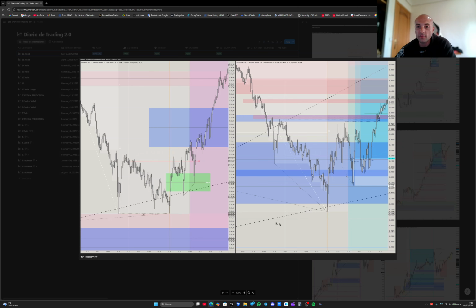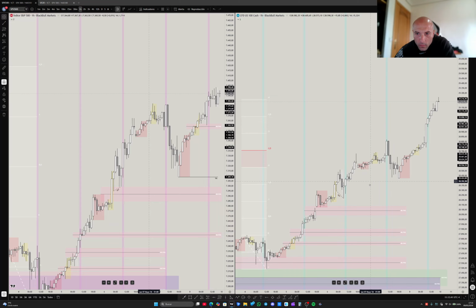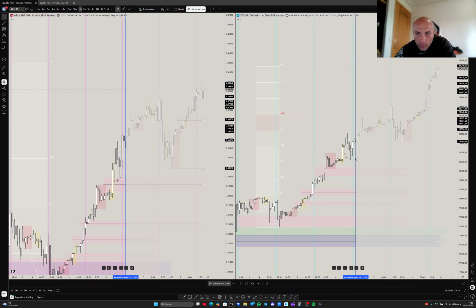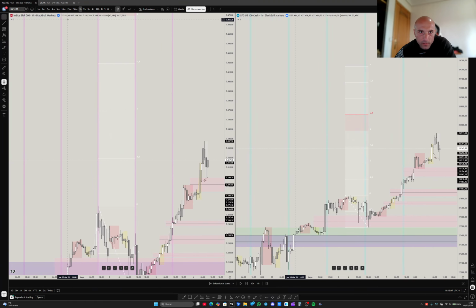For the big one to be confirmed, I would like to see a change in state on the 15-minute, which happened here. So price closed above and then went back down. Why did I enter here? Well, let me think about it. So let me rewatch the price action.